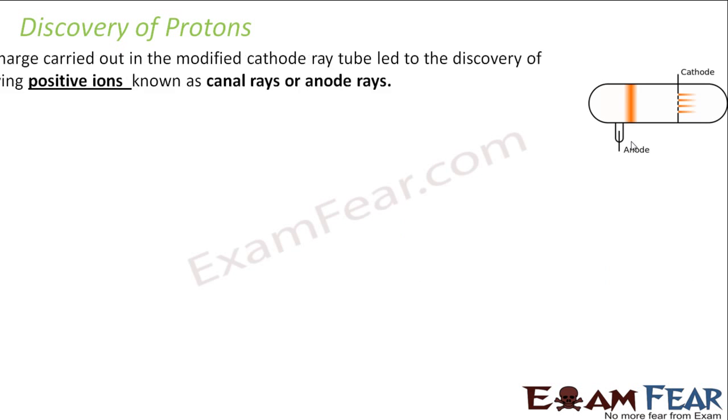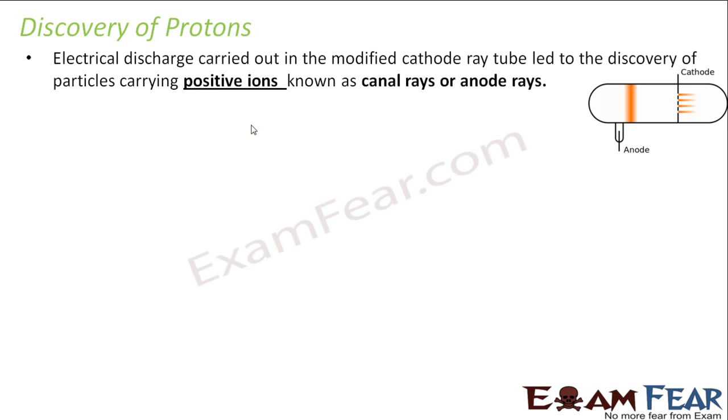Then proton was discovered. So there is something called anode rays. As we have cathode rays, similarly we have anode rays. And this is nothing but a modified cathode ray tube. Here we have something called positive ions.